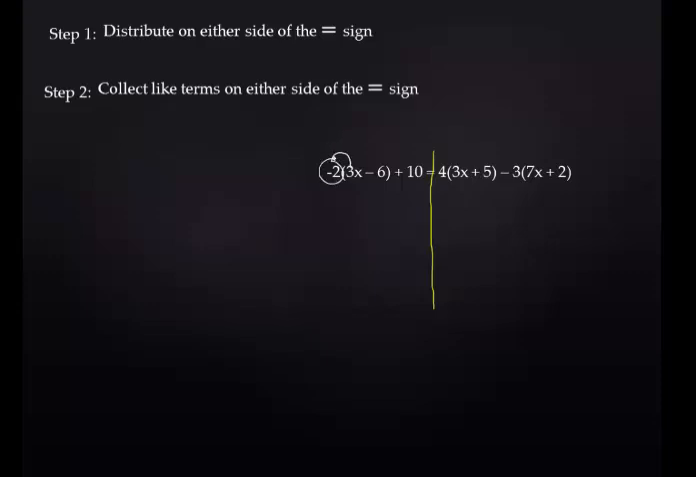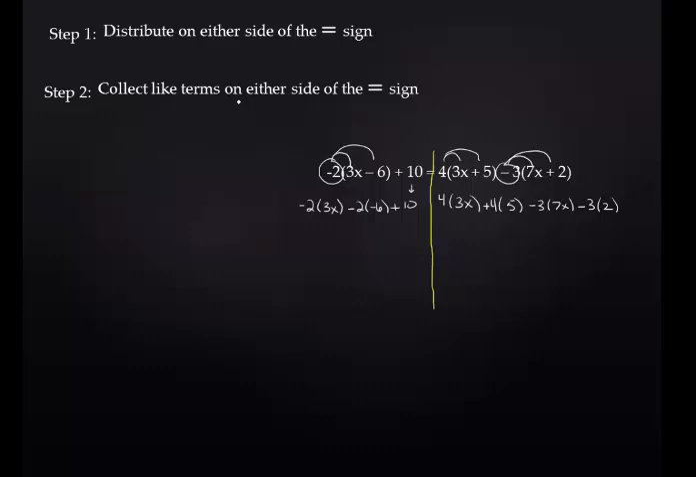So I'm going to distribute this negative 2, and I'll have negative 2 times 3x minus 2 times negative 6 plus 10. I distributed the 2 and the 10 I just brought down. On this side I distribute a 4, so I'll have 4 times 3x plus 4 times 5. And then I distribute a negative 3. Don't forget to bring in that negative with our number. So it's negative 3 times 7x and negative 3 times 2.